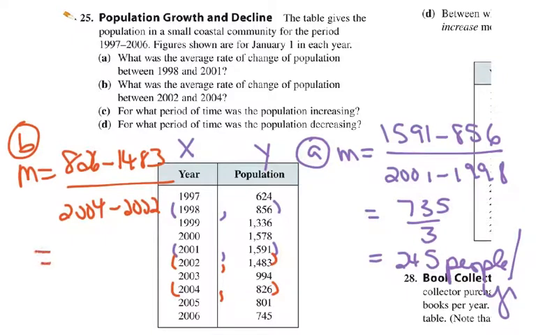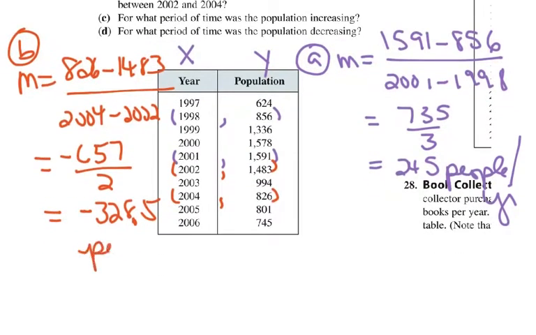So the numerator is going to give me negative 657. The denominator is going to be 2. Negative 657 divided by 2 is negative 328.5. And again, that is people per year. So in this case, the population is going down 328.5 people per year.